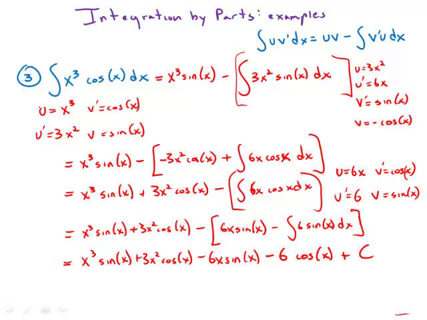plus c. And notice in this process, the advantage of choosing u equals the polynomial is that if you keep on taking the derivatives of polynomials, eventually they become constants, and that allows you just to integrate. And so once again, it would be worthwhile to take the derivative of this final term and verify that its derivative is in fact x cubed cosine x.